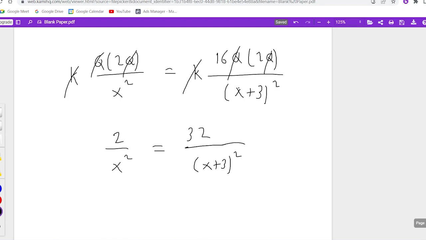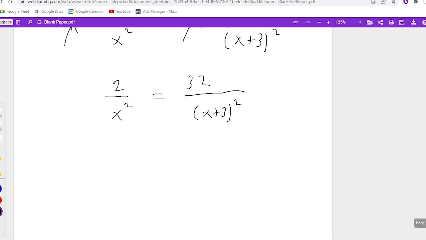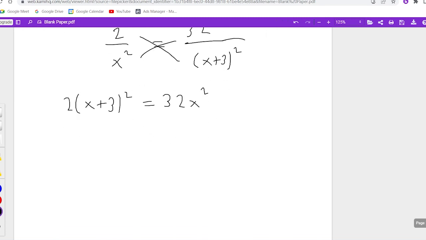And now it comes back to basic algebra. If you want to solve this, you need to cross multiply. So that means 2 times the quantity, x plus 3 squared, equals 32x squared. We need to FOIL this.